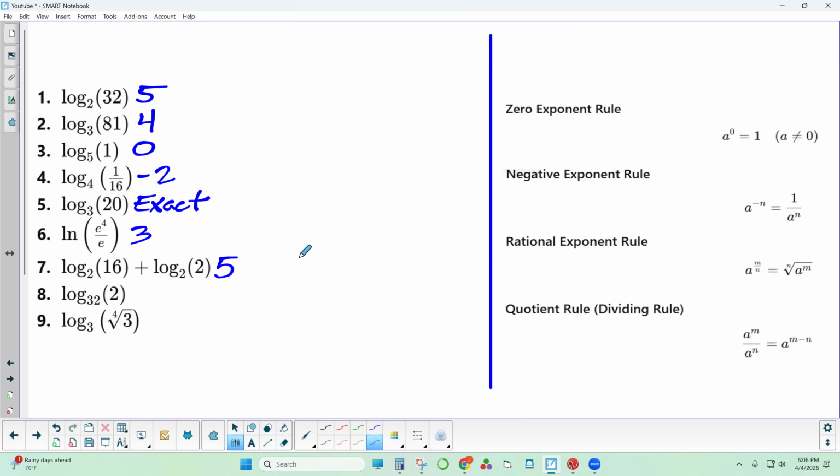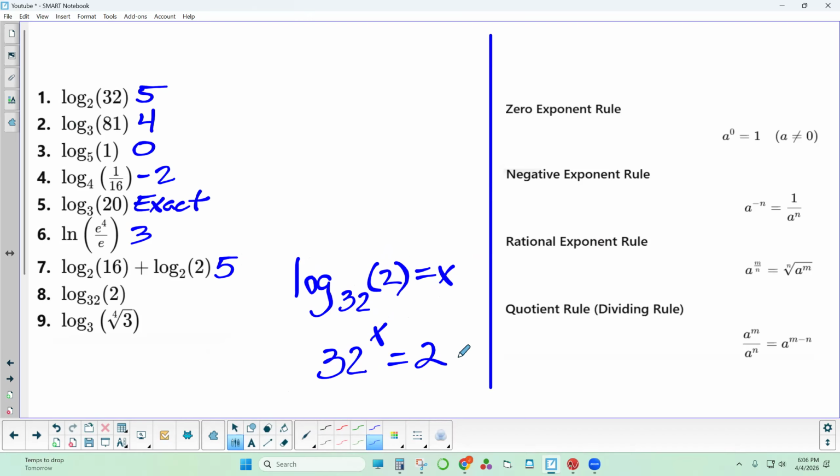All right, number 8, log base 32 of 2. Let's take a look at this one. 32 to what power will give us a 2? When the base is larger than the result, we want to look for the exponent to be a fraction. So we want to hone in on the rational exponent rule, because a rational exponent can also be written as a radical. So we could also think of what root of 32 would give us 2. Well, the fifth root of 32 is 2. And if we write that as a rational exponent, it would be 1/5. So x is equal to 1/5.